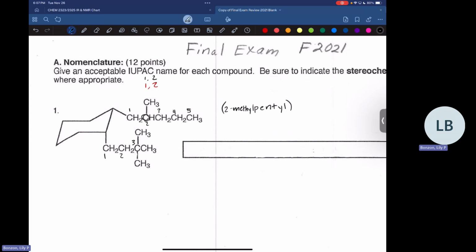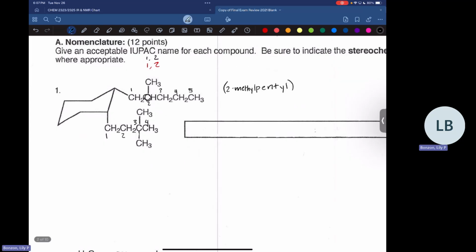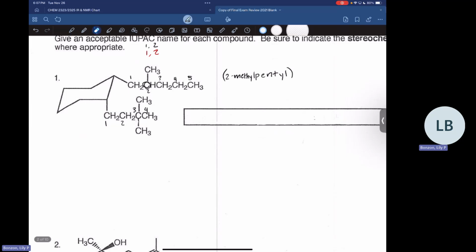We'll start numbering across the substituent. We get a 4 carbon chain, which will give us a butyl main name. This butyl group has 2 methyl groups coming off of carbon 3. So we're going to have 3,3-dimethylbutyl. And again, complex substituent, so we put it in parentheses.